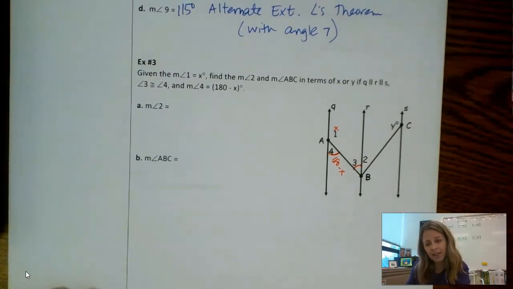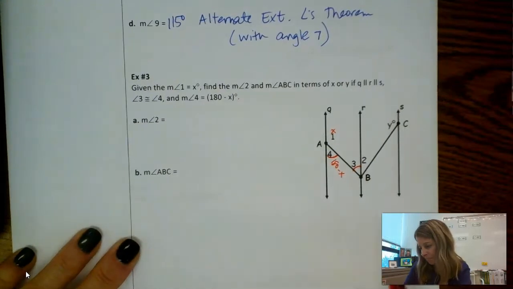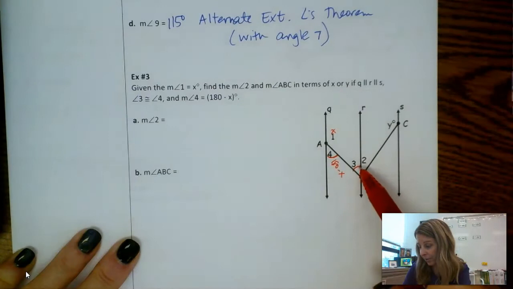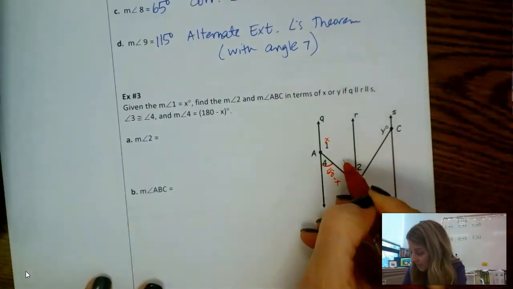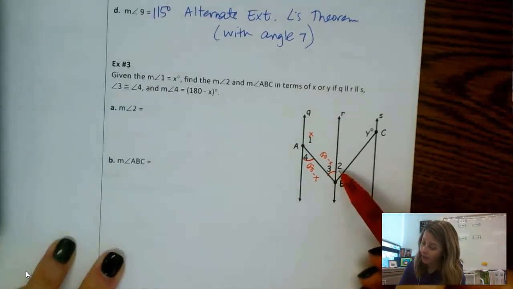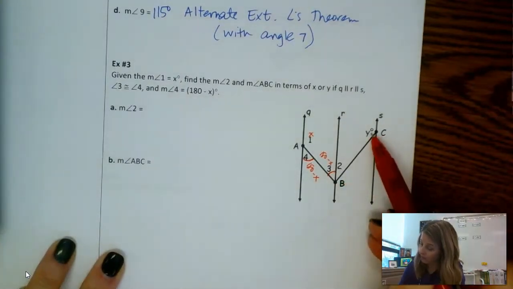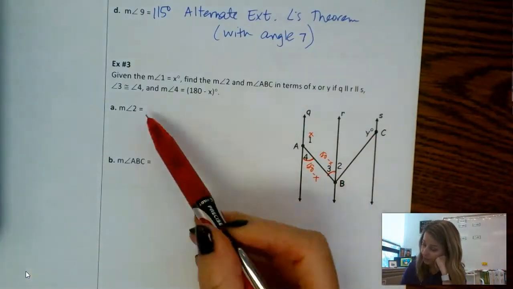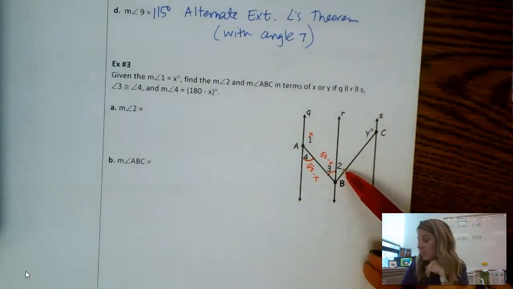Okay, so what I think I'm going to do here, if this is 180 minus x, I'm going to go ahead and call 3 180 minus x. Okay, I have a y over here. I didn't notice that. I have a y degrees. I don't have anything on 2. All right, so the measure of angle 2 is what I want to find out.